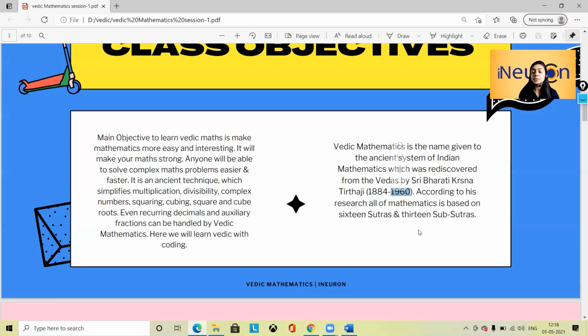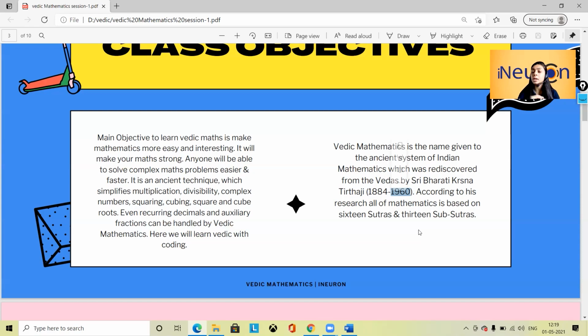So for the history, just try to make sure you know this: it was discovered from a very ancient system of Indian mathematics, from ancient times. Shri Bharati Krishna Tirtha ji has discovered this book. He has also published his book as well, right? And he has discovered all the formulas, all the tricks which he has given, which are based on the sutras and sub-sutras available in Sanskrit. Just try to remember this thing only.